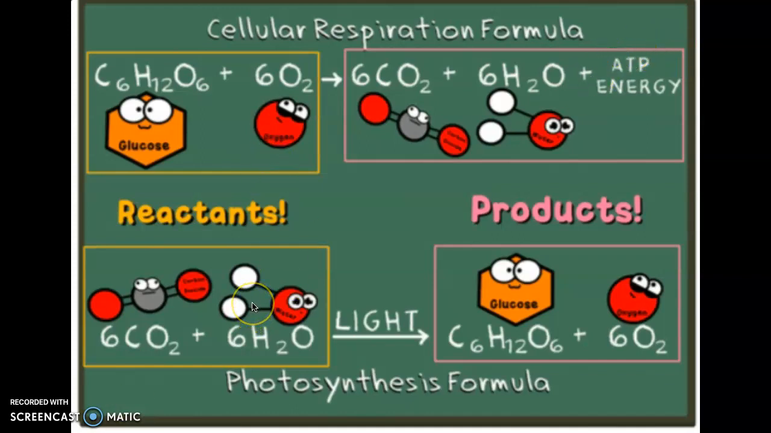In photosynthesis, energy is provided by ATP, so you don't need it in this formula here. In cellular respiration, oxygen is consumed and carbon dioxide is released. Right? So oxygen consumed, carbon dioxide and water is released.